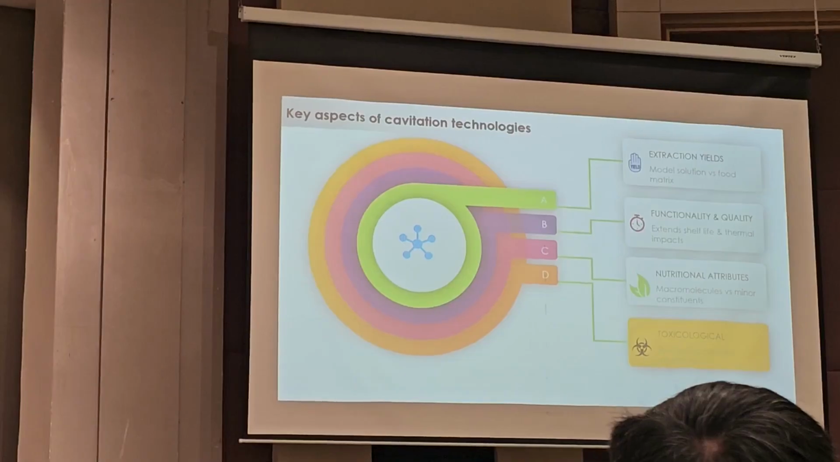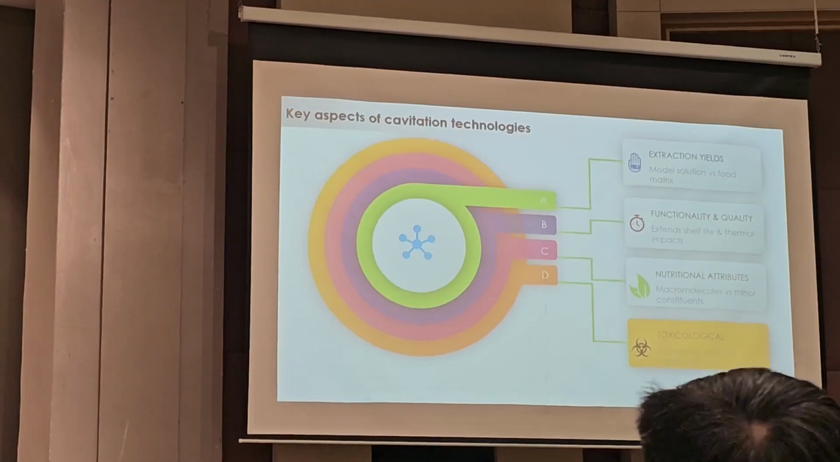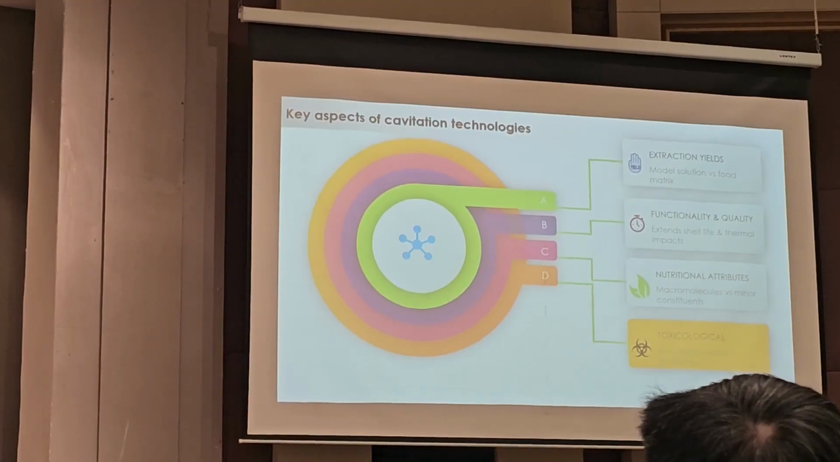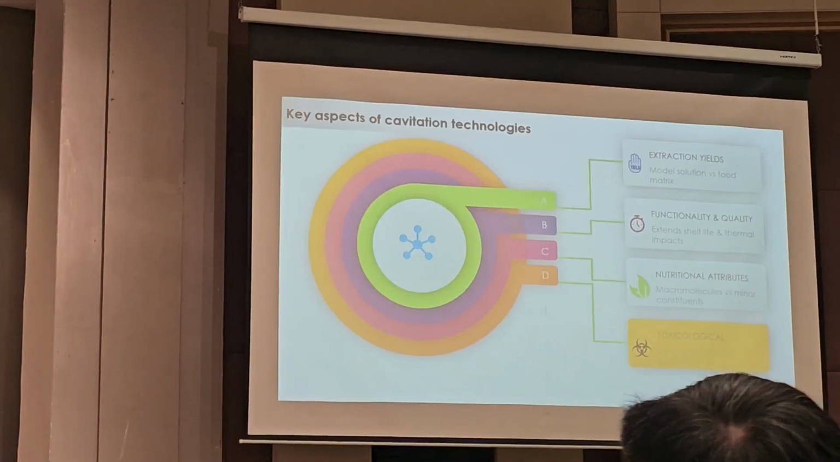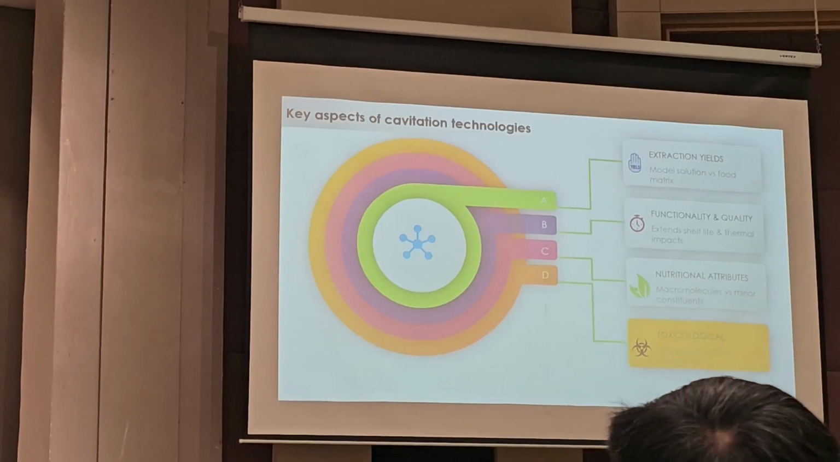So we all know extraction rate improves. What about the model system versus the real system? That's always a challenge. On functionality and quality, it not only improves the shelf life, it has a reduced thermal impact. On nutritional attributes, we all know it gives better recovery and functionality also. What is really missing is the toxicological aspect.